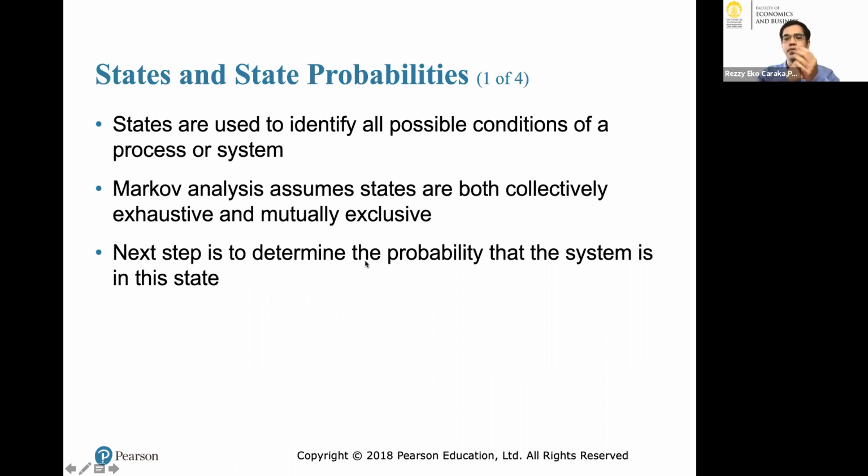And the next step is to determine the probability that the system is in this state. For example, if we have 4 states, for example risk, no risk, high risk, or moderate, we can measure the difference in every state, the different conditions. So how are the probability transitions in every state space.